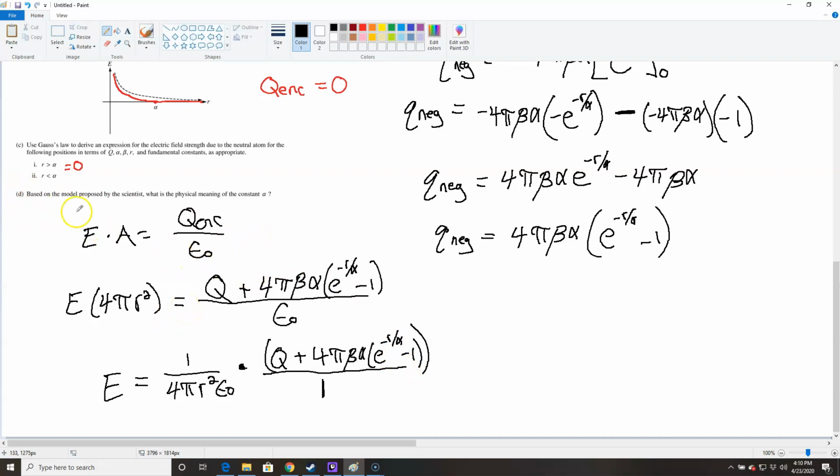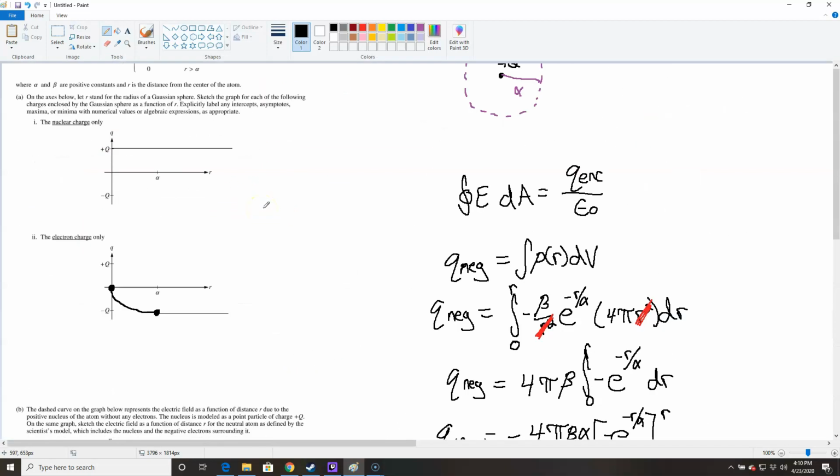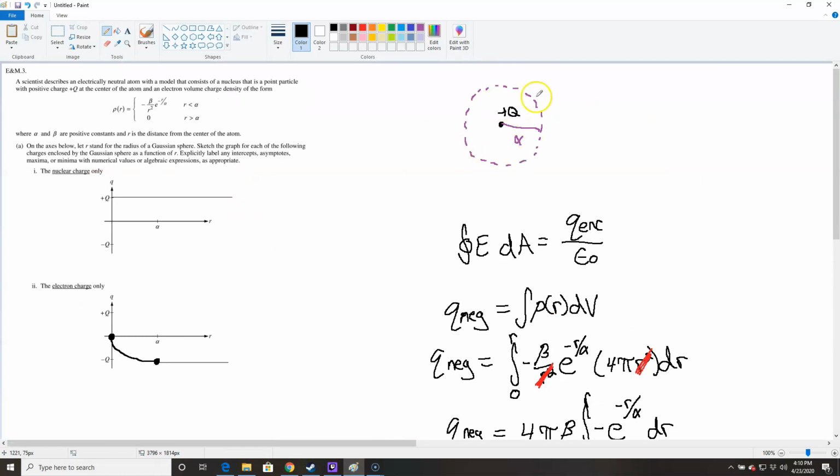Question D, fortunately, is a very short one. I kind of already answered it. It says, based on the model proposed by the scientists, what does alpha actually mean? And that comes back to the very first thing I told you about. Alpha is the radius of the electron cloud. Once you get beyond alpha, you're no longer in the atom.